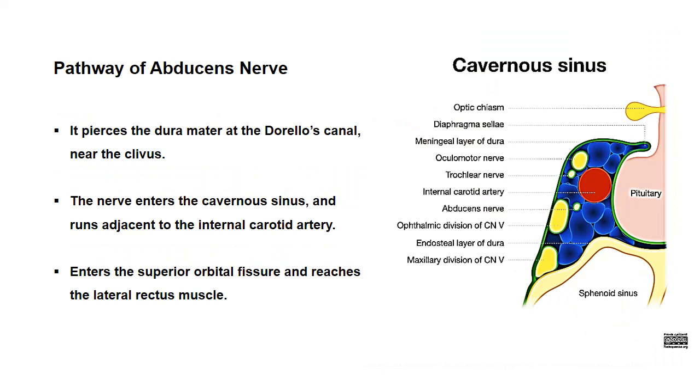Dorello's canal is situated at the apex of the petrous part of the temporal bone in the petroclival region. It is a bony and fibrous channel housing the abducens nerve and the inferior petrosal sinus as they travel towards the cavernous sinus. After passing through the Dorello's canal, the nerve enters the cavernous sinus where it runs adjacent to the internal carotid artery. Finally, it enters the superior orbital fissure and reaches the lateral rectus muscle of the eye.